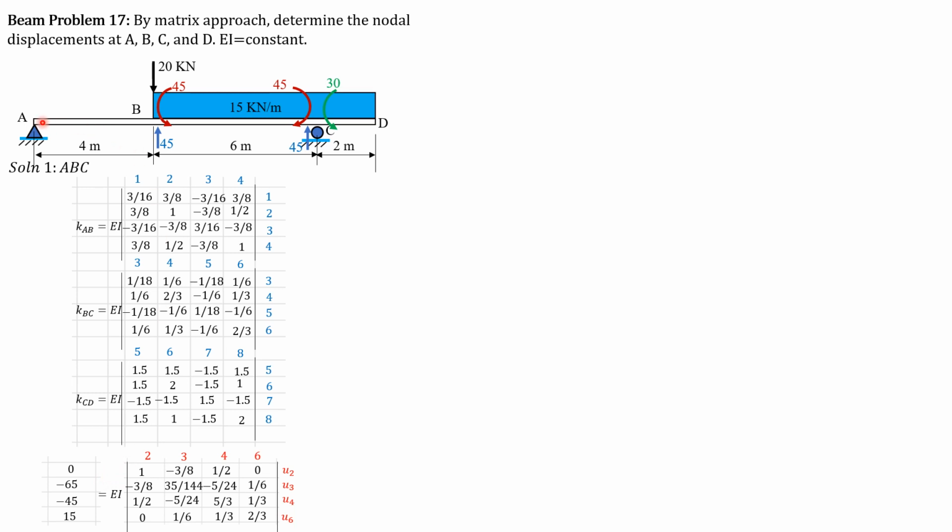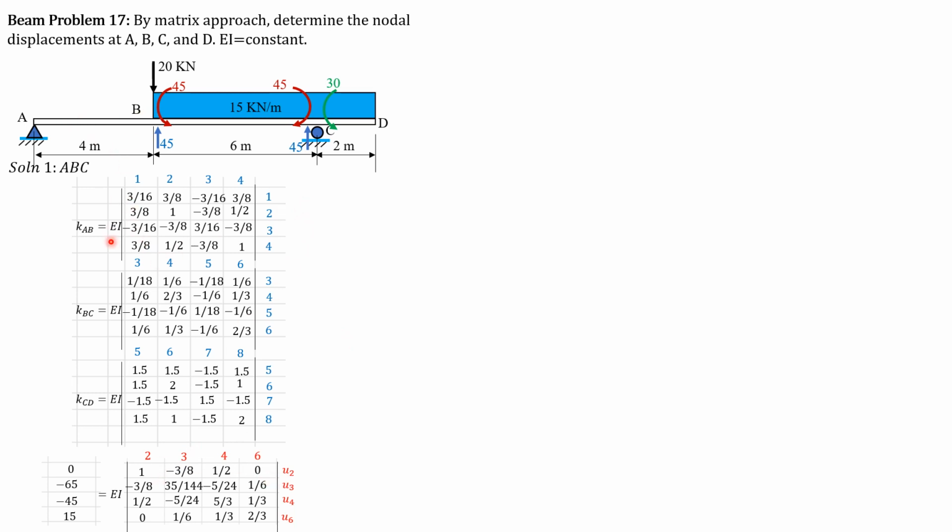So we are interested only in theta A, numbered 2, delta B 3, theta B 4, and theta C 6, U2, U3, U4, U6. So load at A is 0 because there's no load in between A and B. Force 0. Then at 3, negative 65 as explained. Then the clockwise couple, negative 45. And at C, 45 minus 30, so 15 positive counterclockwise.